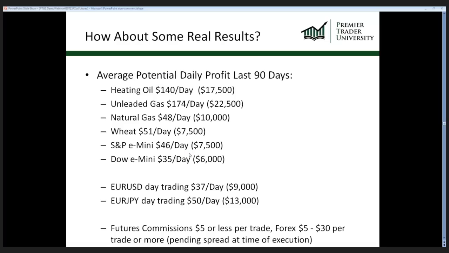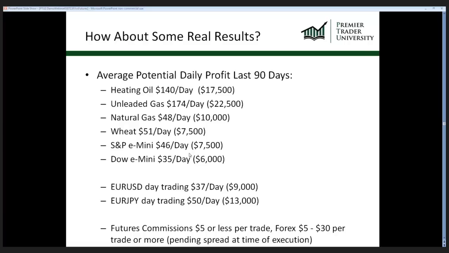I pulled out from our PTU, from the university, the systems that we have out there, some of the trade plans. And these are some of the average daily returns, all winners, all losers, not just cherry picking the best day. This is everything. And you can see heating oil, $140 a day, single contract, by the way. Unleaded gas, $174 a day, wheat, $50 a day, one contract. And then the number in parentheses is conservative trading, no more than 2% risk.